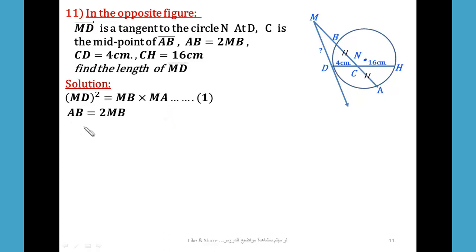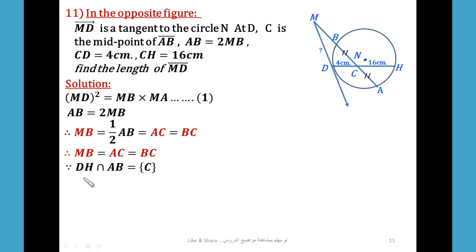And we have AB equals MB. It is from the given. So MB equals half multiply AB, and half AB equals AC, also equals BC. So we can write MB equals AC equals BC. So these three parts are equal.